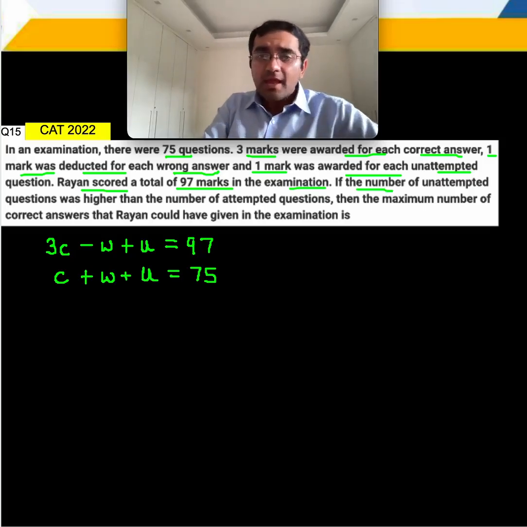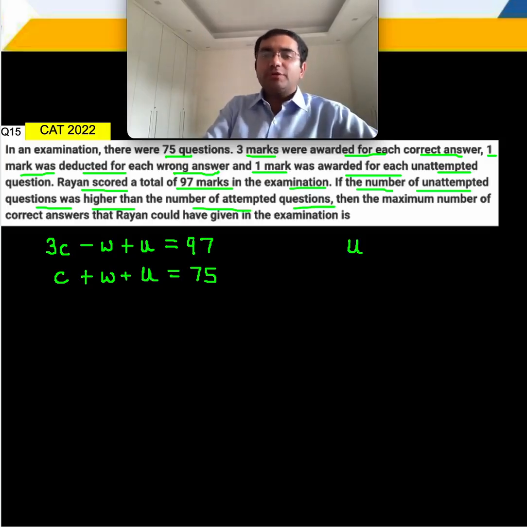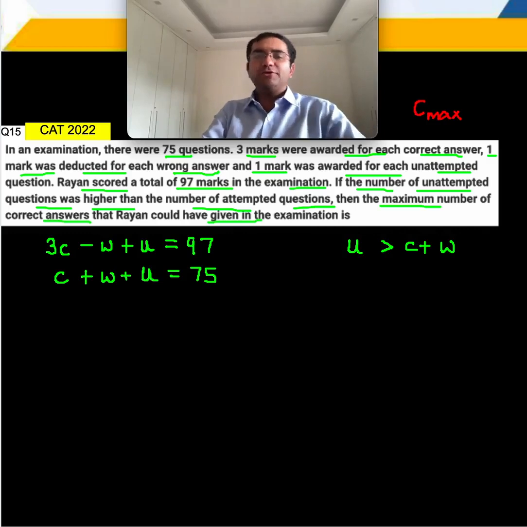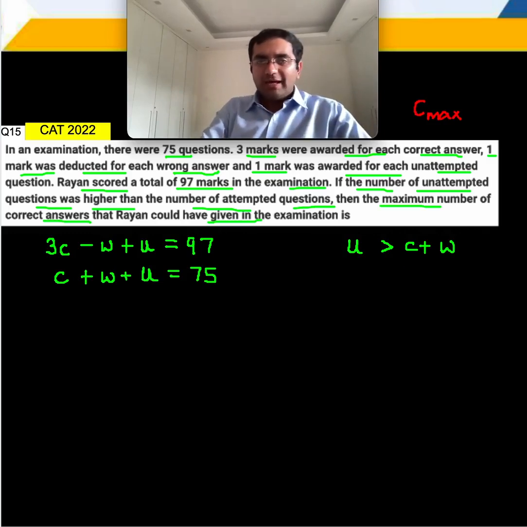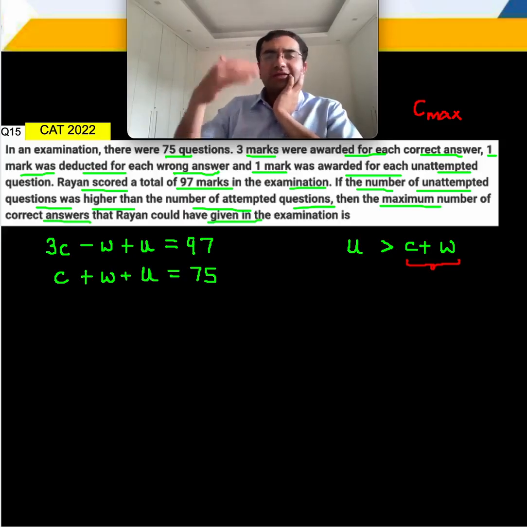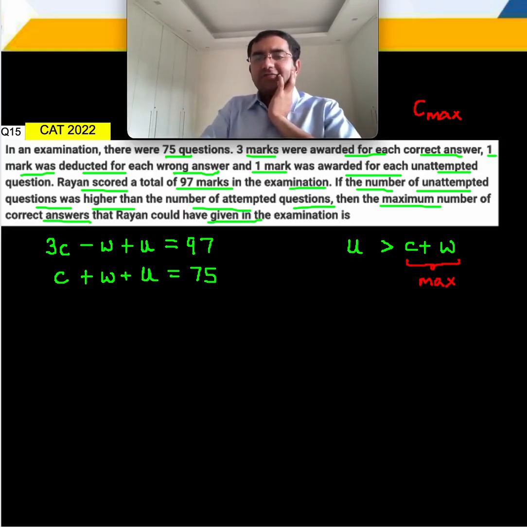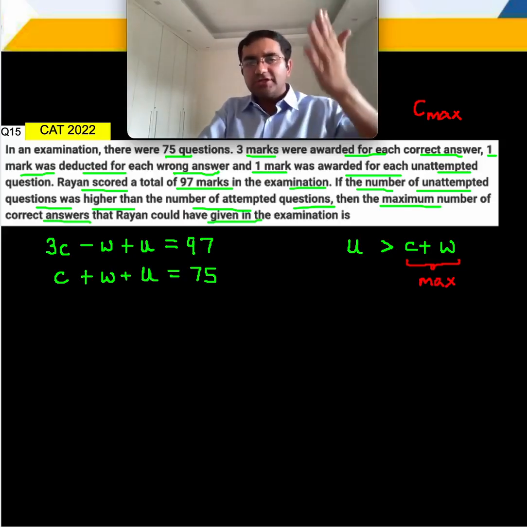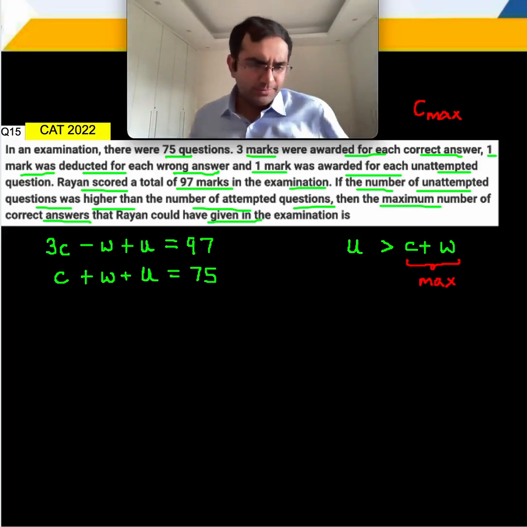If the number of unattempted questions, that's U, was higher than the attempted questions. U was greater than C plus W, एक inequality डाल दिया. Then find the maximum number of correct questions. C का maximum value चाहिए आपको. If you want to maximize C, तो C plus W भी तो maximize हो जाएगा. The higher C is, the higher C plus W will be. And if C plus W becomes larger, then U will become smaller. क्यों? Why is that?